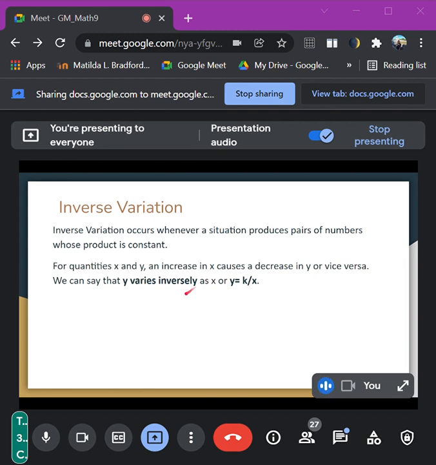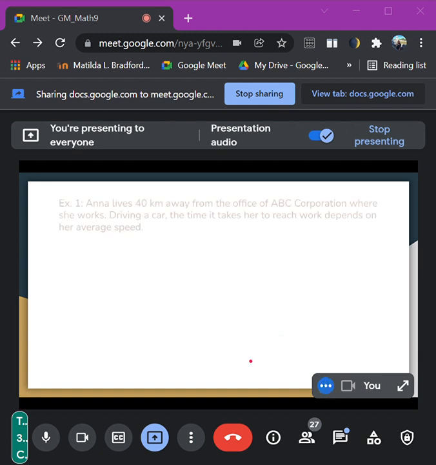Okay? But here in inverse, we have Y is equal to K over X. So the statement Y varies inversely to X translates to this equation where our K is the constant of variation. So as you can see, they have the same constant, which is K lang gihapon. Okay? K lang gihapon. Now, let's try to solve some problems, class, in our inverse variation.